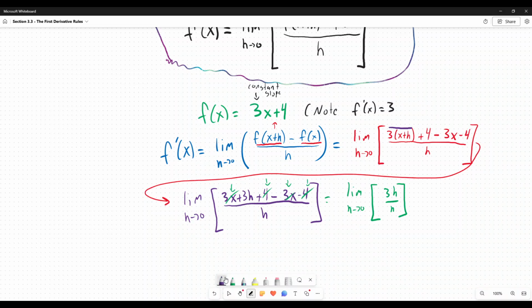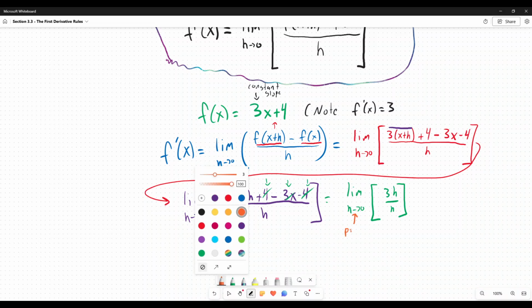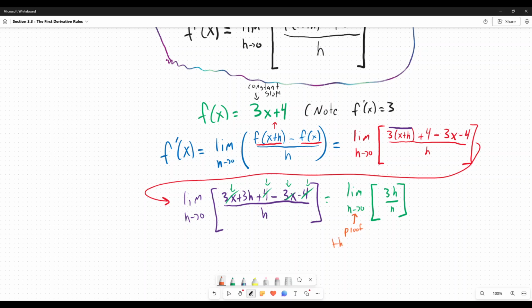And, once again, we have proof that h doesn't equal 0. That's what the limit tells me. h is approaching 0, but it never equals 0, which means I can divide h divided by h.